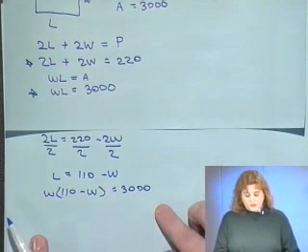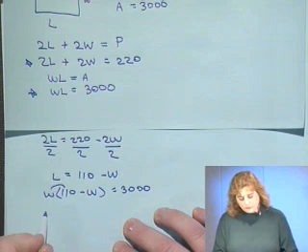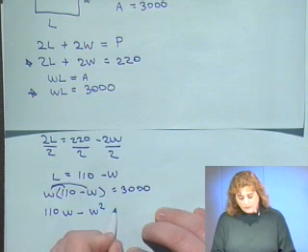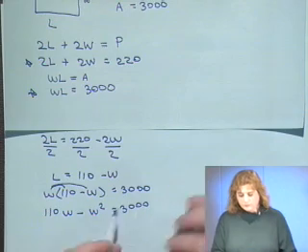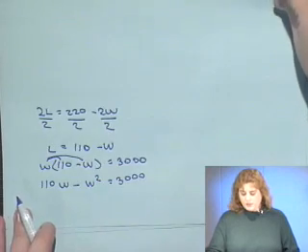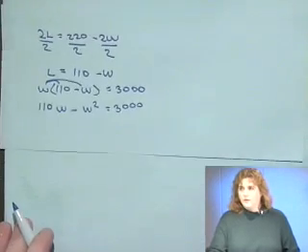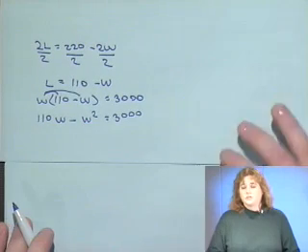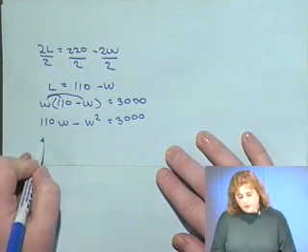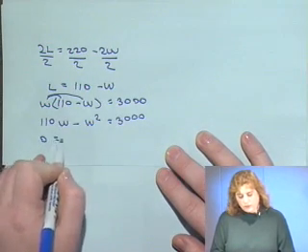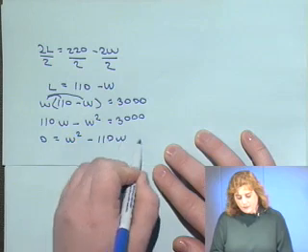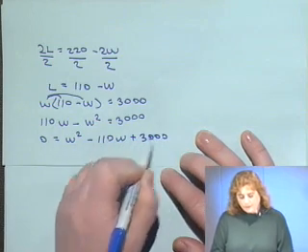Now I need to solve this equation. I'm going to distribute the W, so I'll have 110W minus W squared equals 3,000. Now remember that any time we see a W squared or an X squared coming our way, we need to rearrange this equation and get it equal to 0 so that we can factor. So I'm going to move everything to the right, and that way I can have the coefficient of W squared be positive. So we'll have W squared minus 110W plus 3,000 equals 0.